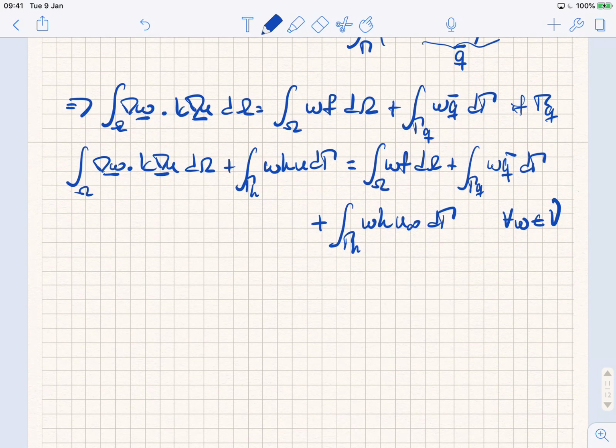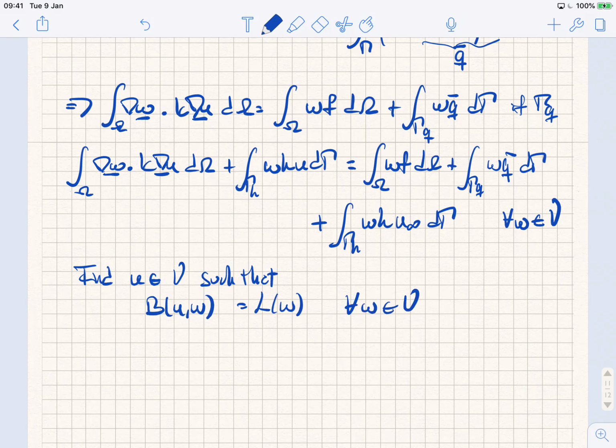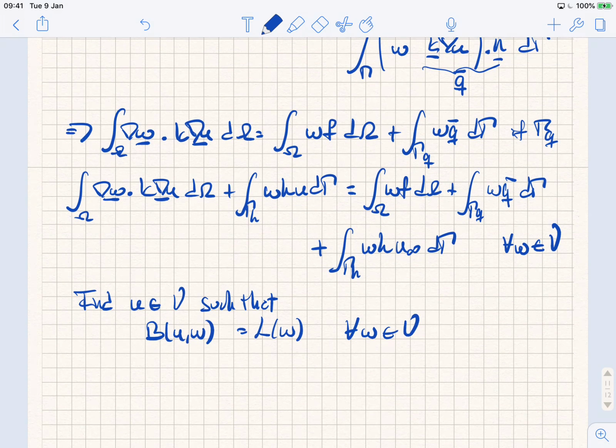Once we have this expression, we can readily identify what are our bilinear and linear forms, because everything that is on the left that depends on both U and W, that is our bilinear form. Everything that is on the right is something that we either know or does not depend on U, so that's our linear form. So all of that formulation translates into find U in some space such that B(U,W) is again equal to L(W) for all W in some space, and you can already see that this expression here is going to be my bilinear form, and all of this is going to be my linear form. Okay?